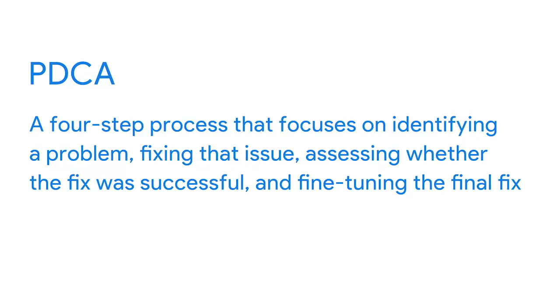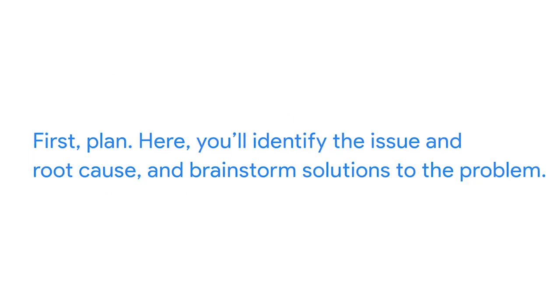Another framework you can refer to when working through continuous improvements is PDCA. PDCA is a 4-step process that focuses on identifying a problem, fixing that issue, assessing whether the fix was successful, and fine-tuning the final fix. The steps are as follows. First, plan. Here, you'll identify the issue and root cause and brainstorm solutions to the problem.